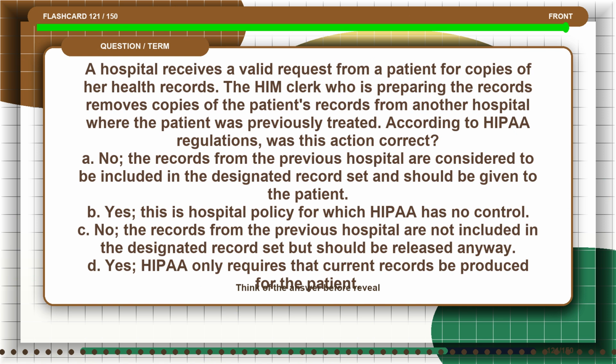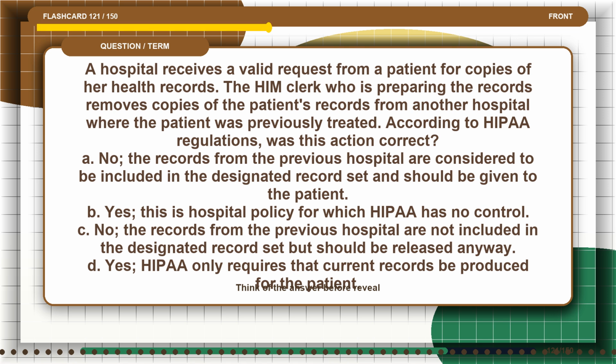Flashcard 121. A hospital receives a valid request from a patient for copies of her health records. The HIM clerk who is preparing the records removes copies of the patient's records from another hospital where the patient was previously treated. According to HIPAA regulations, was this action correct? A. No. The records from the previous hospital are considered to be included in the designated record set and should be given to the patient.